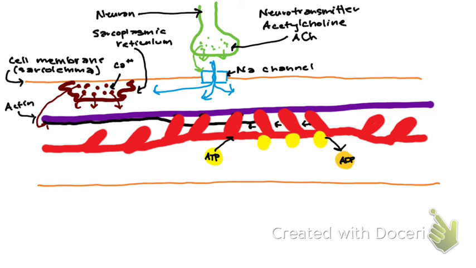This breaks the bond between the actin and the myosin. Sodium then floods back out of the cell, causing the calcium to flood back into the sarcoplasmic reticulum, and the binding sites on the actin become covered again.